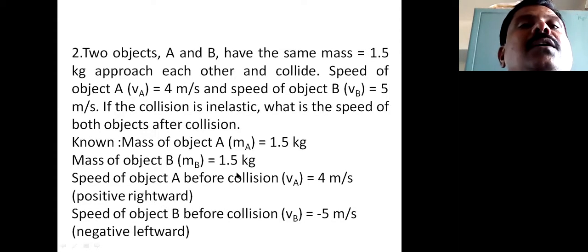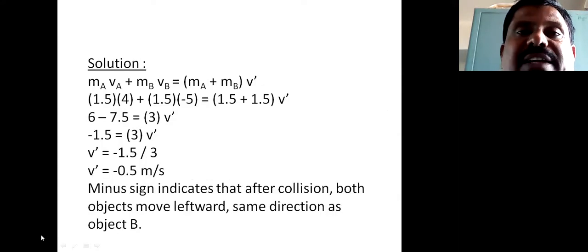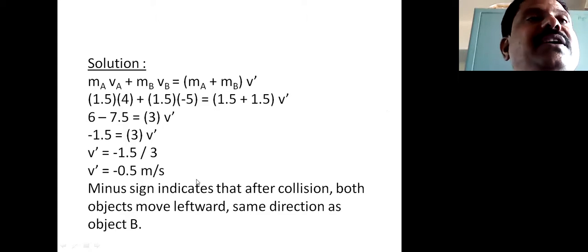So here the speed of object B before collision is what? Vb equals minus 5 meters per second, in what direction? Negative, leftwards. Okay, that's why. So they are moving in opposite directions. For that purpose, this one is taken with a negative sign.